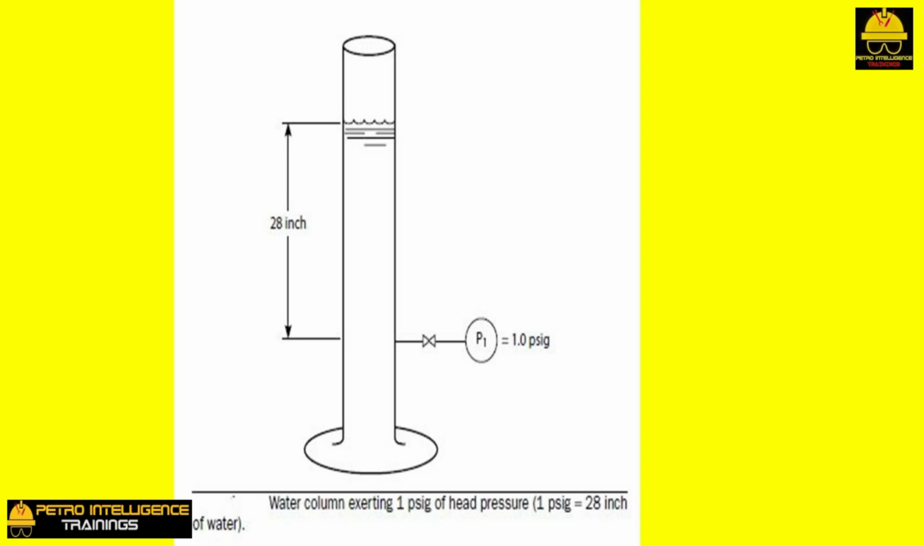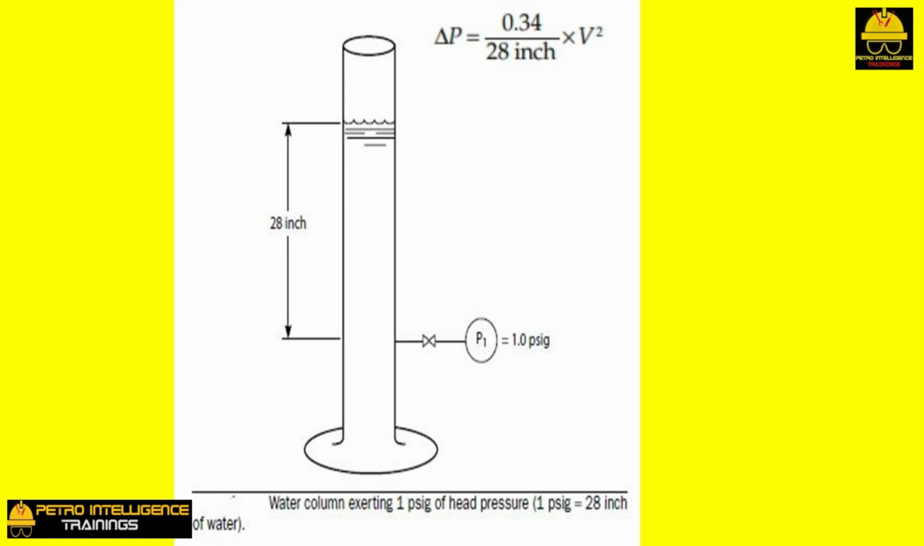Converting delta H to pressure drop. A column of water 28-inch high exerts a head pressure of 1 psi, as shown in picture. To determine the pressure drop of water flowing through a hole, in pounds per square inch, we would calculate delta P equals 0.34 divided by 28-inch times V squared, where delta P equals pressure drop in psi.